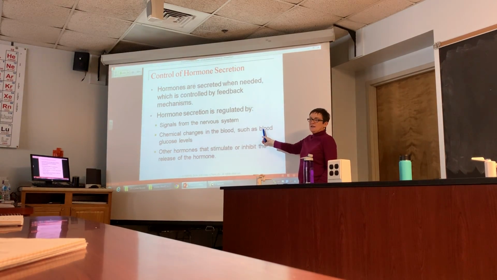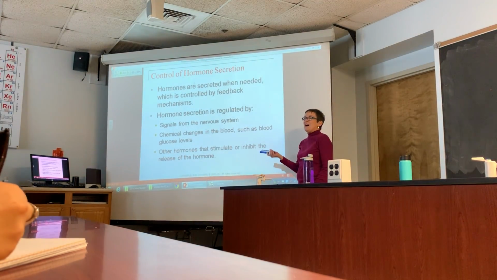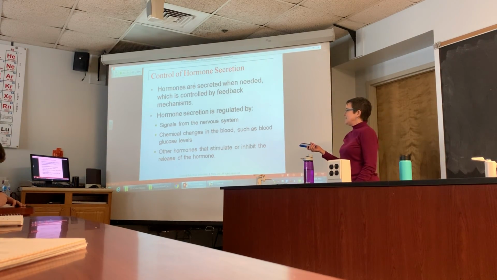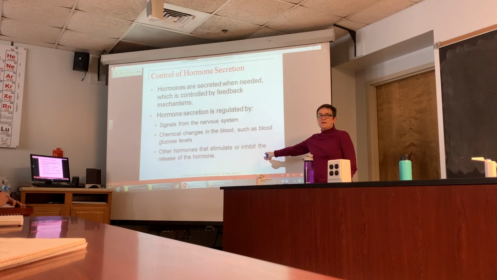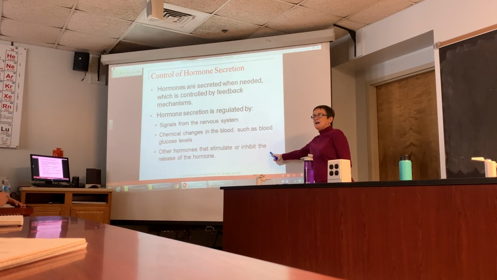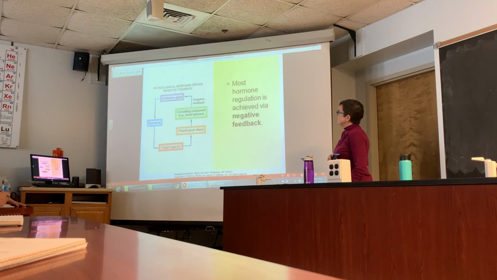Chemical changes can also have an effect, like high blood sugar stimulating the pancreas to produce insulin. If blood sugar is normal, that inhibits or stops insulin production. And then you also have hormones that stimulate or inhibit other hormones to be released. We'll see that especially in the pituitary gland in just a minute.